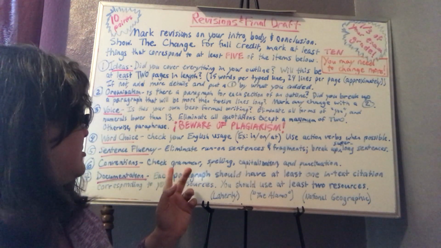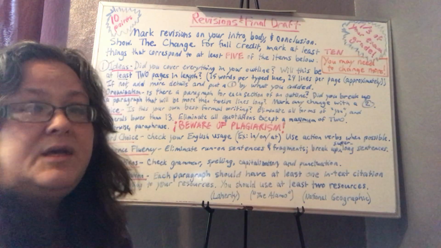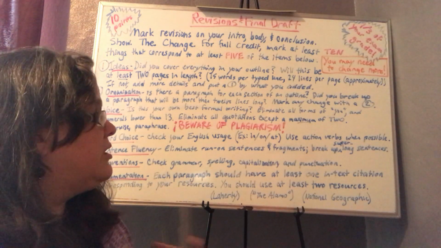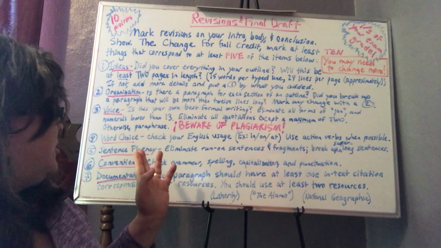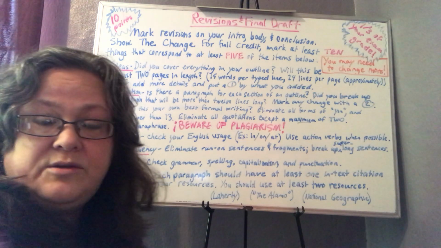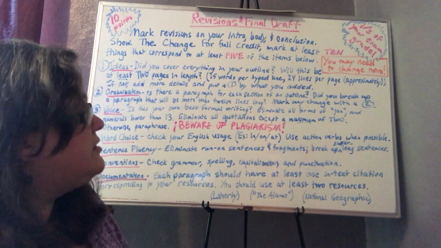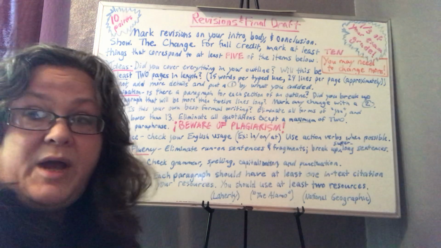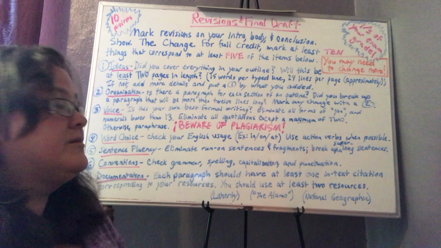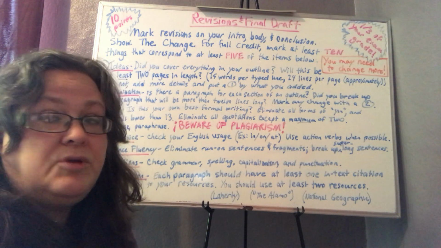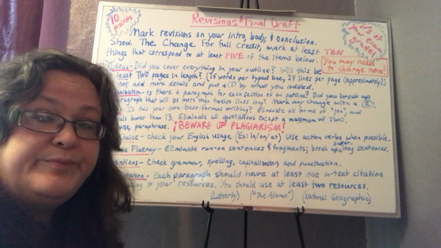Number 6, conventions. Check grammar, spelling, capitalization, and punctuation. This is the thing almost everyone does when doing revisions, okay? If you'll notice, that's only one of these 7 things that you should be looking at. You should be looking at all of these things and seeing if there's something that you can change to make your paper better. But yes, do these things. Some people randomly put capital letters. Don't do that. Only put capital letters where capital letters go.